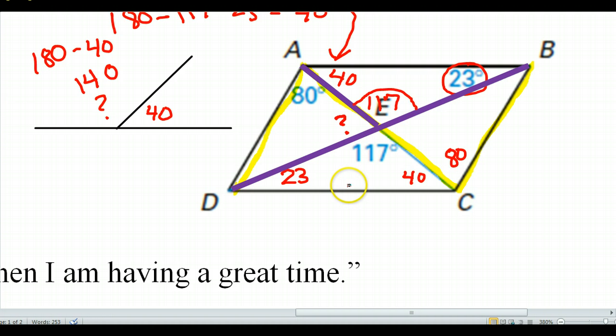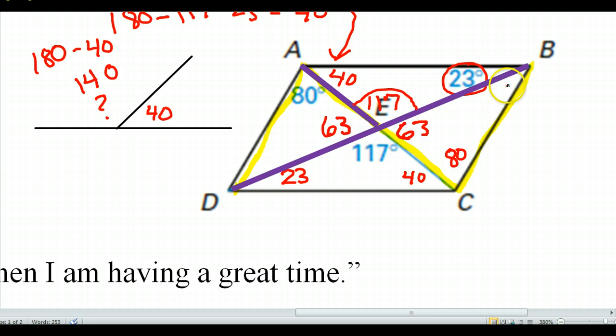Can everybody do that real quick right now? 180 minus 117 and tell me. 63. Did everybody get 63? So that's another tool in our toolbox: using the straight line being 180, you can subtract from 180 anytime you make a straight line. So that's 63. Can you immediately know another angle that's going to be 63? The one across from it, that's going to be 63. So now we've got that one.